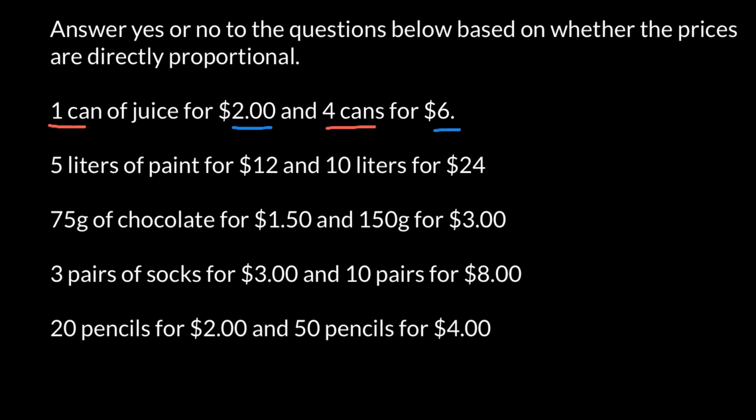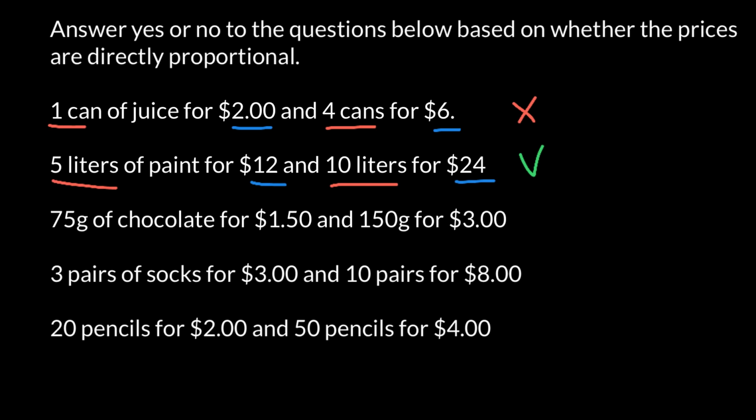But we have 6, and this tells us that the seller offered a discount based on the quantity. So these two ratios are not proportional. Next, 5 liters of paint for $12 and 10 liters for $24. So we see that here 10 is twice bigger than 5, and 24 is also twice bigger than 12. So these two ratios are proportional.